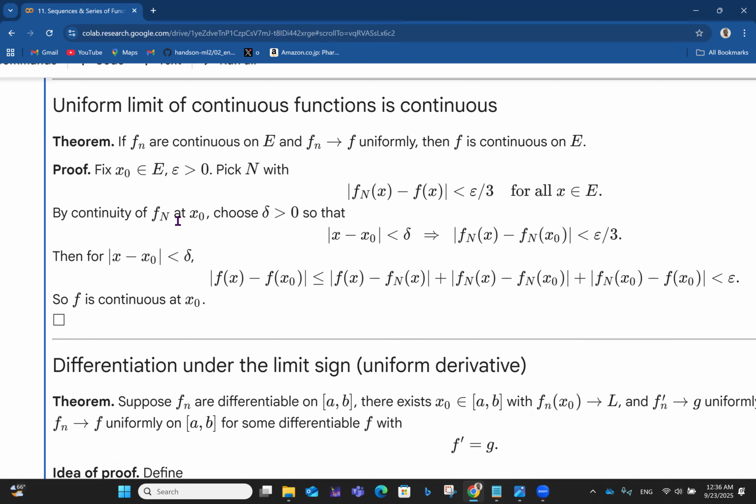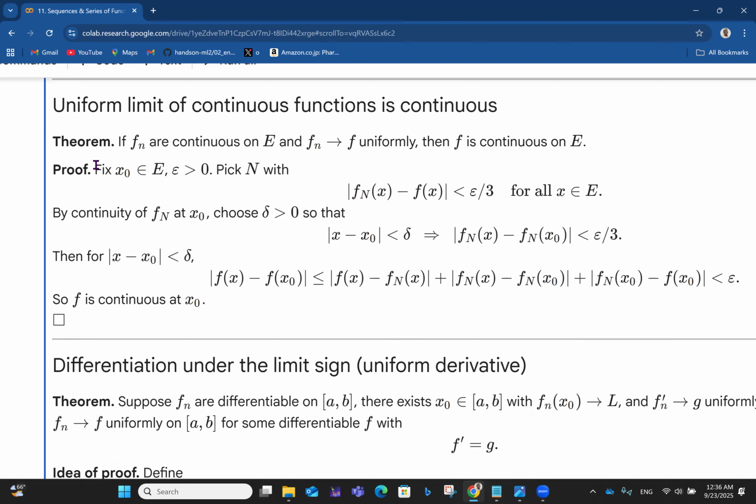So by continuity of Fn at x naught, we can choose delta greater than 0 so that, remember this whole idea of continuity, for every epsilon greater than 0, we have this expression that the absolute value of x minus x naught less than delta implies that the absolute value of Fn of x minus Fn of x naught is less than epsilon over 3 that we talked about here.